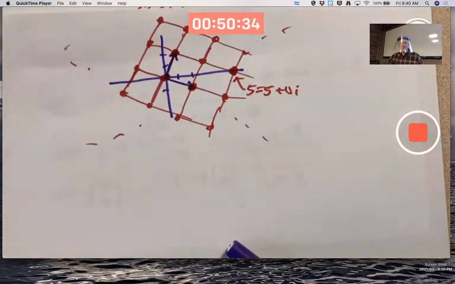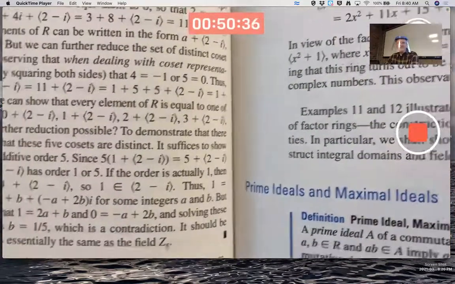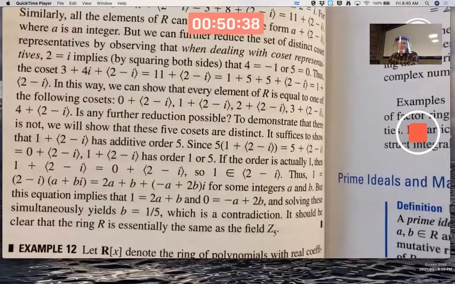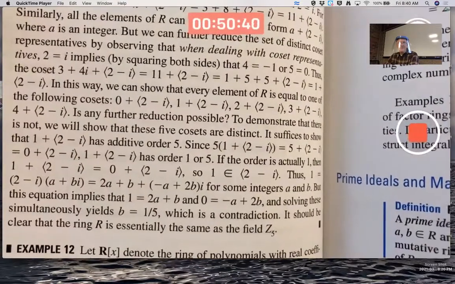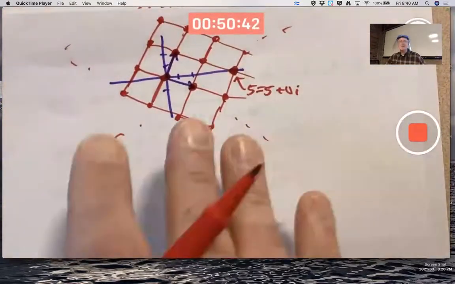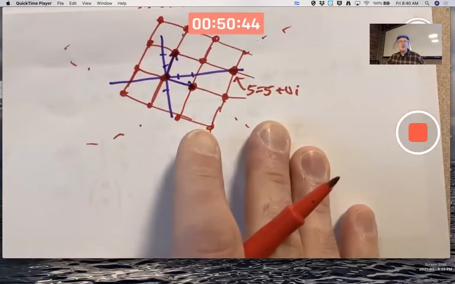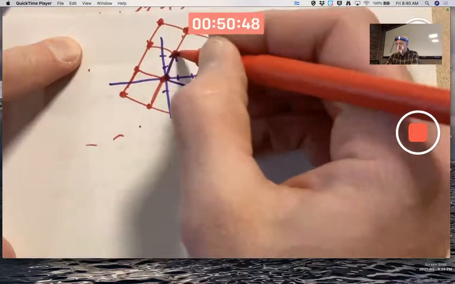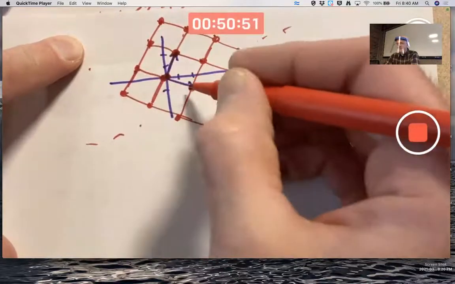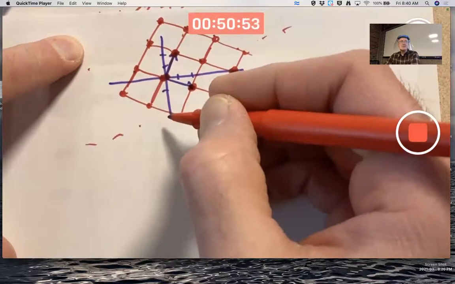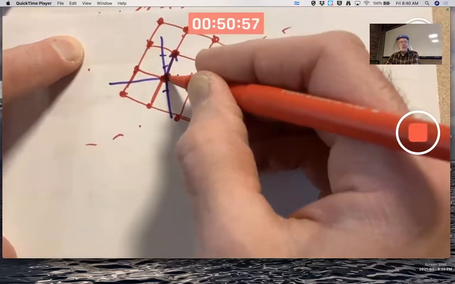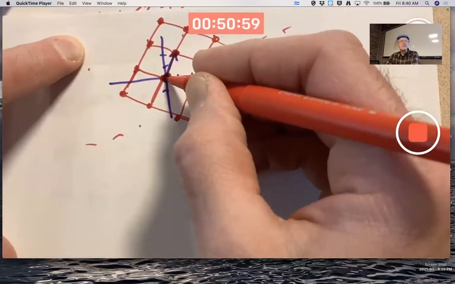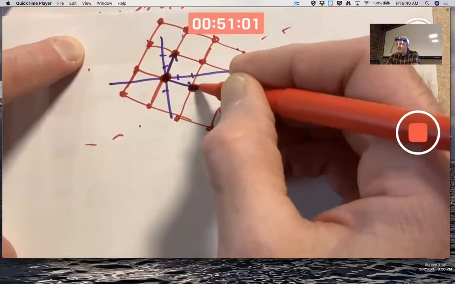For the sake of time, I'm not going to finish this example today, but there's more calculations you should think about. I would encourage you to think about this picture some more. And essentially, all these dots put together as a set forms the trivial coset with representative 0. There's 0 right there. Here's 2 minus i right there. Here's 5.